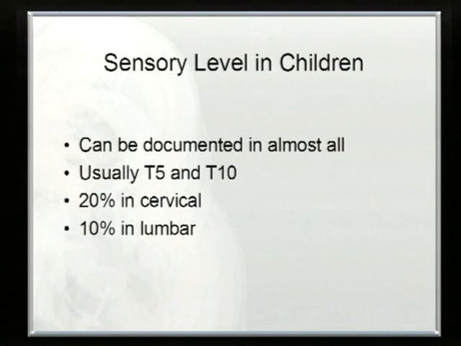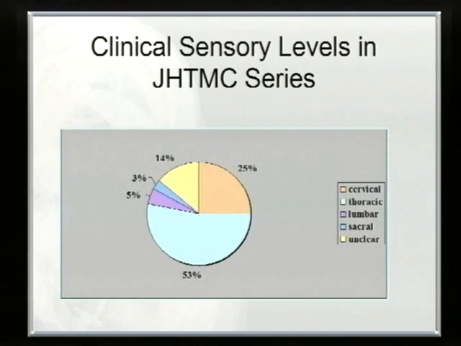Sensory levels can be documented in almost all patients and are usually in the thoracic portion of the spinal cord, with some higher up in the cervical level and some lower in the lumbar level. And this was pretty much borne out by the information that we looked at: about 53% had thoracic level involvement, 25% cervical level, and 5% lumbar, with about 14% we weren't able to determine from the information that we had.